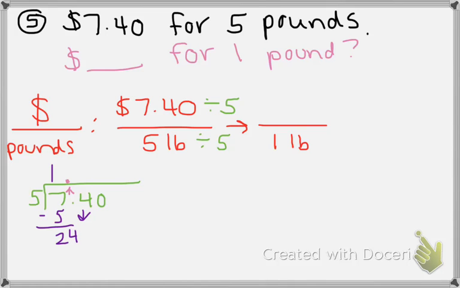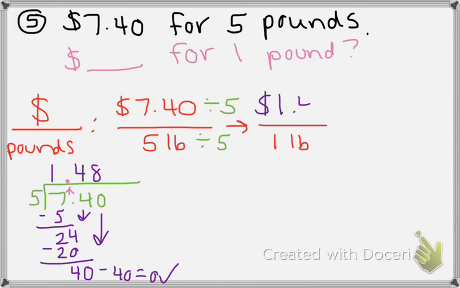Now we have 24. 5 goes into 24 4 times. 4 times 5, 20. 24 minus 20 is 4. Bring down the next digit, and number is 0, so now it's 40. 5 goes into 40 8 times evenly, right? Because 8 times 5 is 40, so 40 minus 40, 0, we have no remainder. Okay, so this is telling us that for 1 pound, say maybe of apples, right, it cost $1.48.